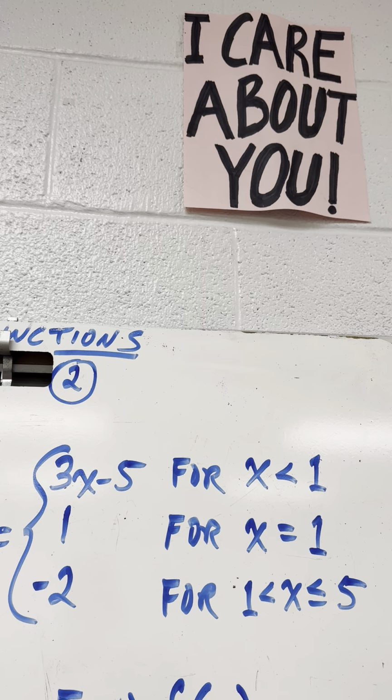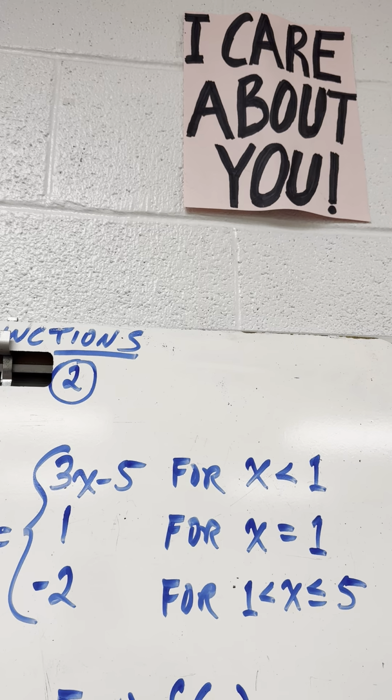Find f of 4. F of 4 is not in here because this is less than negative 1, so forget this altogether. F of 4 is not here because this is less than, not less than or equal to 4, so forget this portion. It is here because it's greater than or equal to 4.